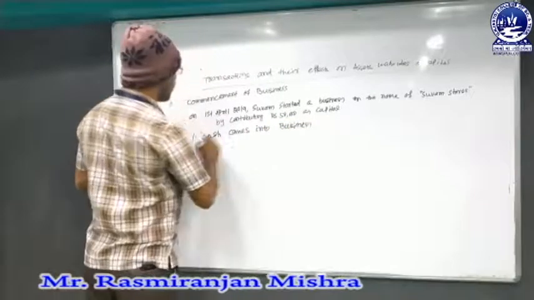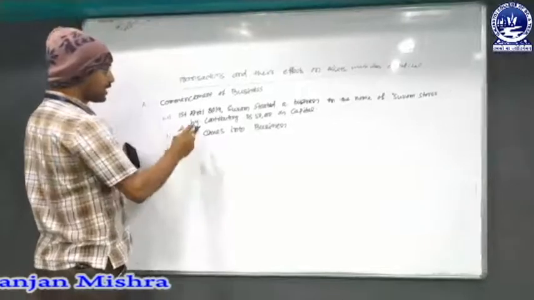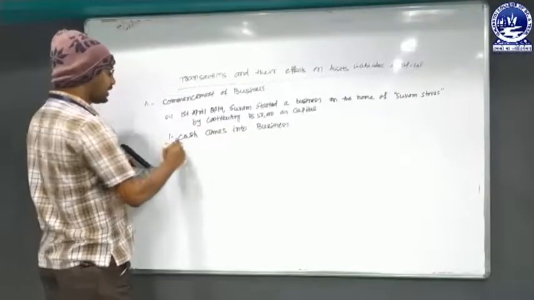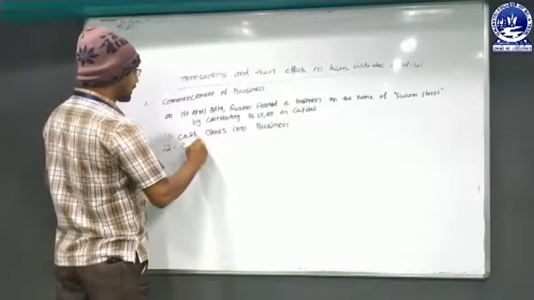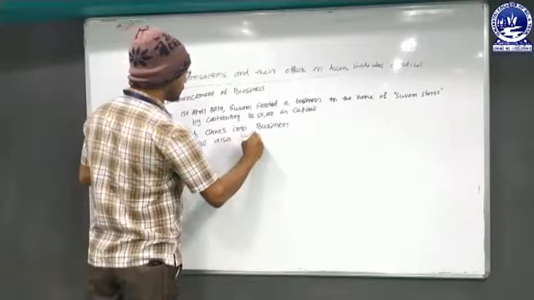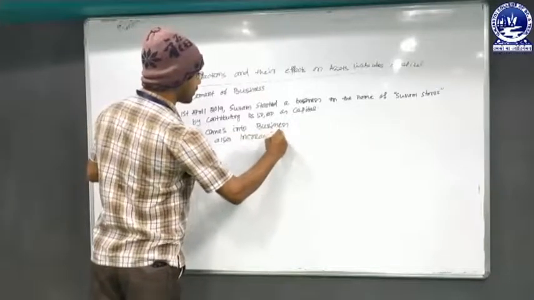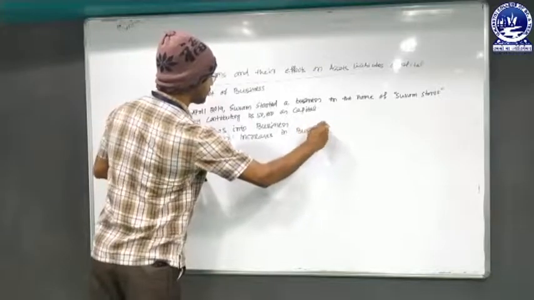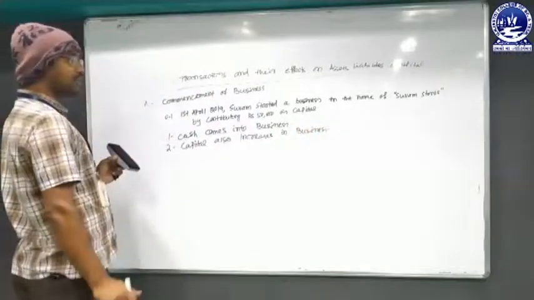And that is one asset. The second one is when investment is made by the owner, that is called capital, and that represents capital also increases in the business. Because this is investment made by the owner.